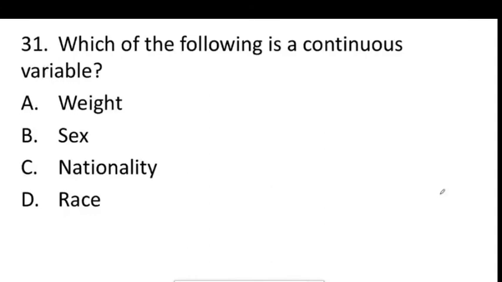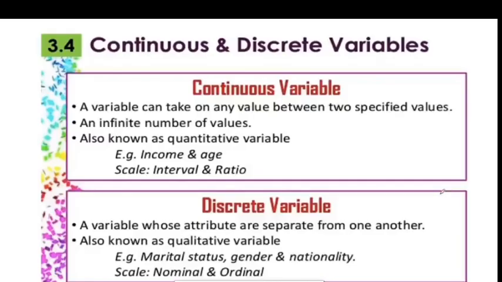The correct answer for number 31 would be letter A, weight. Ano nga bang ibig sabihin ng weight? Or ng continuous variable. Now, we have two types of variable in research. The first one is continuous variable. When you say continuous variable, it can take on any value between two specified values. So hindi siya fixed. Example dito is income and age. So you can have interval and ratio.